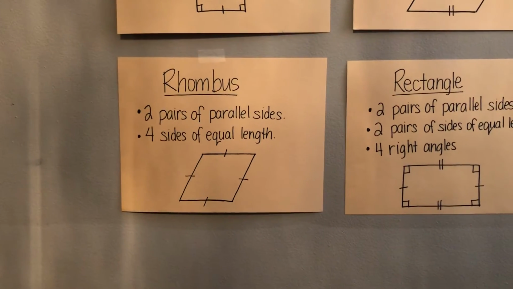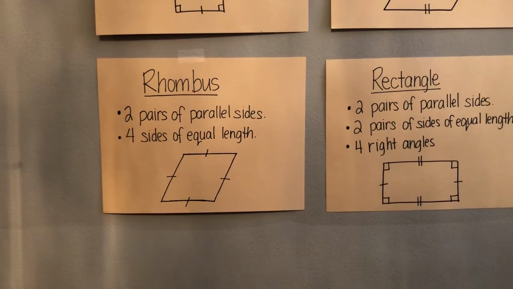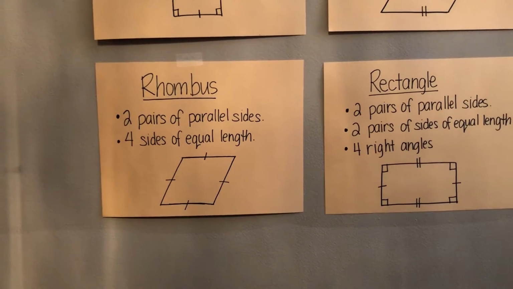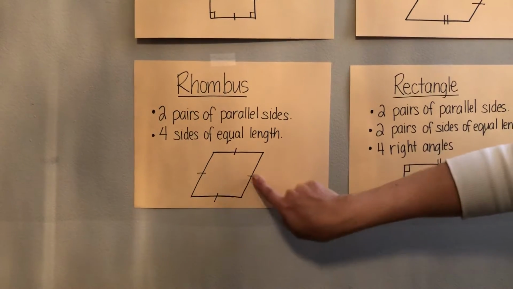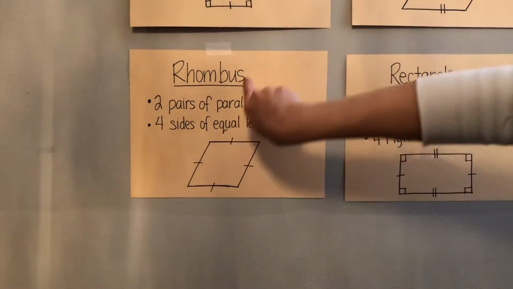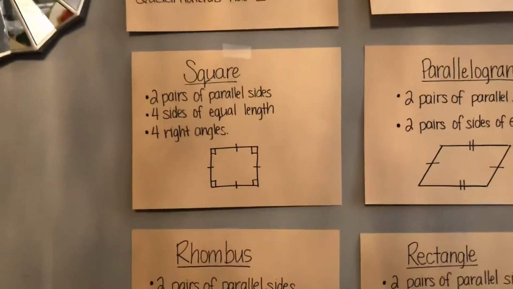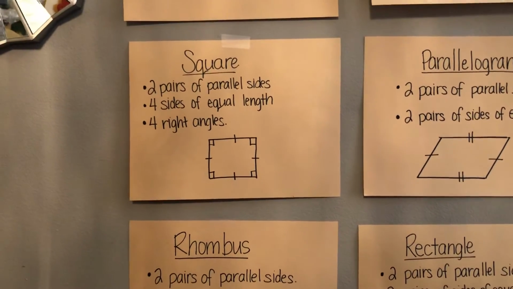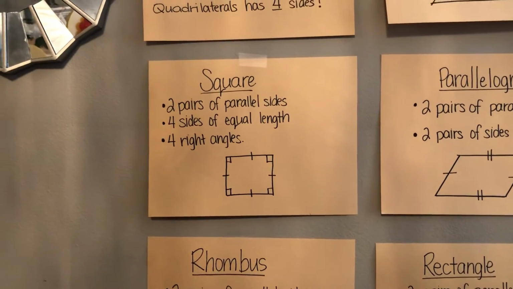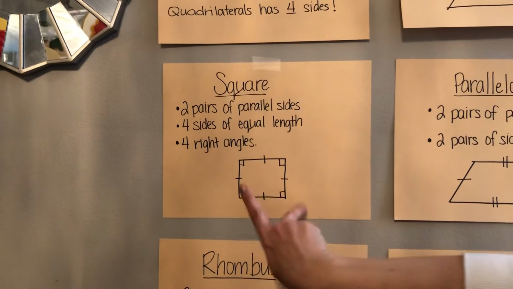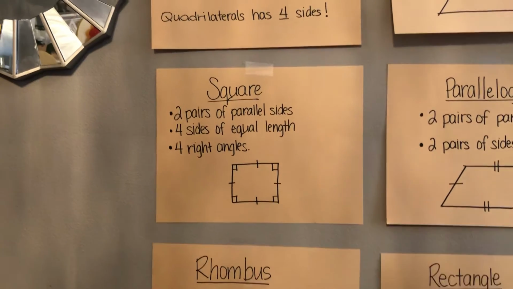The next one we're going to look at is a rhombus. A rhombus has 2 pairs of parallel sides and 4 sides of equal length. So all of these are the same size, so they all have a 1 running next to them, and we know that these 2 are parallel and these 2 are parallel. The last one we're going to look at is a square. A square has 2 pairs of parallel sides, 4 sides of equal length, and 4 right angles. 2 sets of parallel lines, 1 and 2. All 4 sides are the same length, and it has 4 right angles.